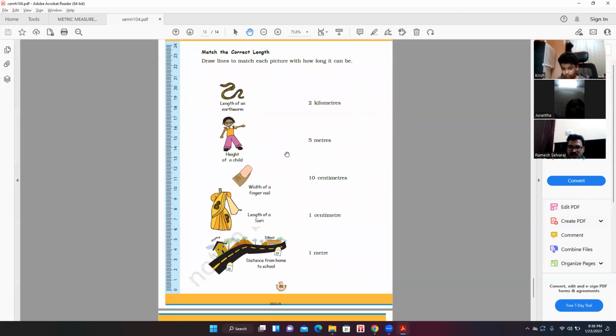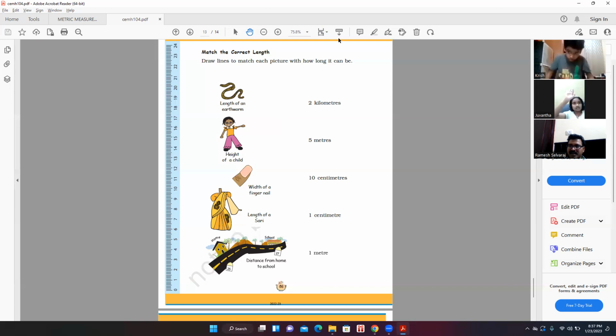Okay. Now I want you to match. You see, I already told you the distance from home to school we measure in kilometers, and the length of a saree we measure in meters. The width of a finger or nail we measure in centimeters. Height in meters. The length of an earthworm we measure in centimeters only. So I want you to draw lines matching each picture with how long it can be.